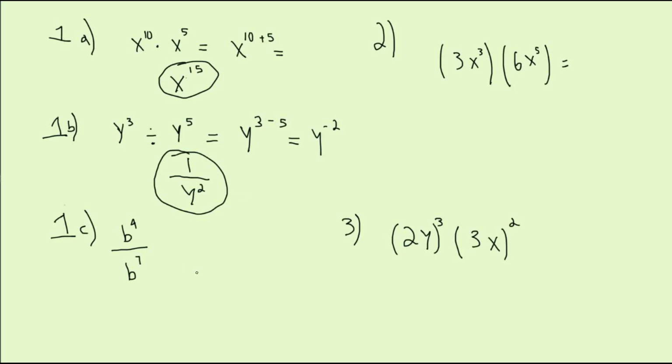1c, b to the 4th power over b to the 7th power. As you can see here, we're still doing division. So since our bases are the same, we subtract the exponent in the numerator, which is 4, by the exponent in the denominator, which is 7. So now we get b to the 4 minus 7 is negative 3, so b to the negative 3rd power. And as we considered in our previous problem, if we have a negative exponent, we can just flip the fraction over. So now it would be 1 over b to the 3rd power. So now our exponent for b is positive.